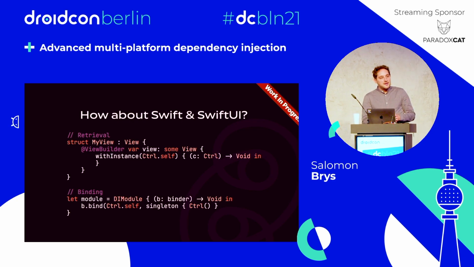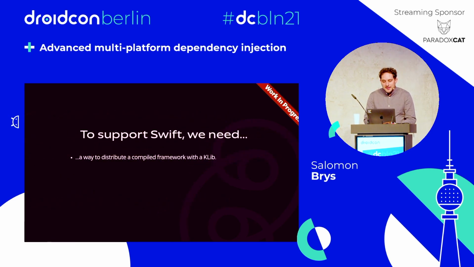So on Android, you can add your own modules because you're using Kotlin on Android, so it's really easy to add application modules and then to use this DI container for business logic as well as for your own application needs. You can't do that with Swift and SwiftUI at the moment, and we want you to be able to bind Swift classes, Swift types inside the DI container and retrieve them in Swift. And so to do that, we need a way to distribute a compiled framework with a klib.